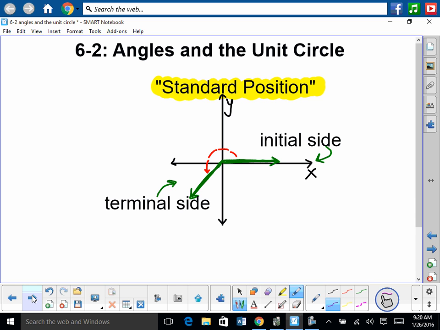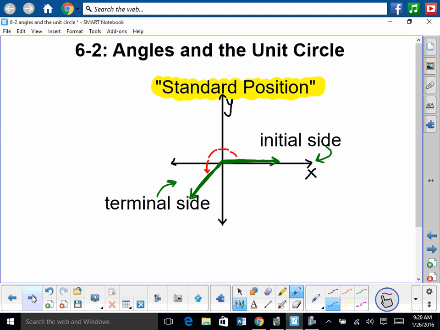So today we're going to be dealing with angles and the unit circle. Today's a huge day. Now this trig in secondary 3 is so different than trig you've ever seen before in your whole life. So first of all, you have to understand some vocabulary.